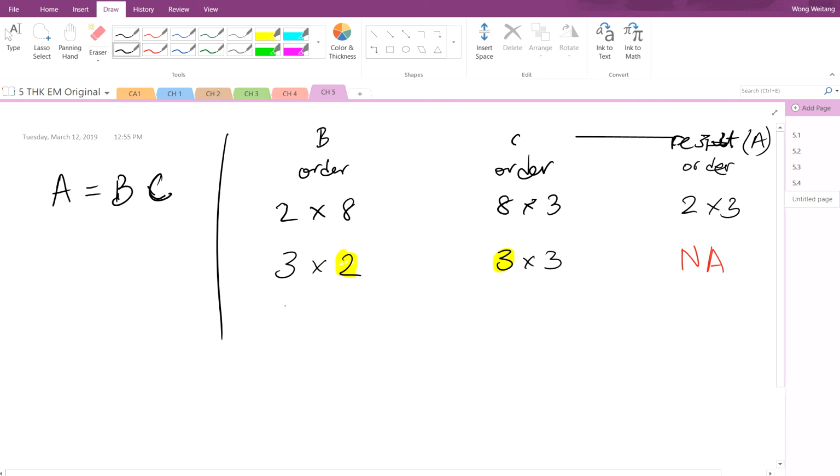Okay, maybe another one, another few more. 4 by 6 and 6 by 1. Can or cannot? Can. Okay, what is the final order? 4 by 1. Easy? Okay, now we go back to our textbook.